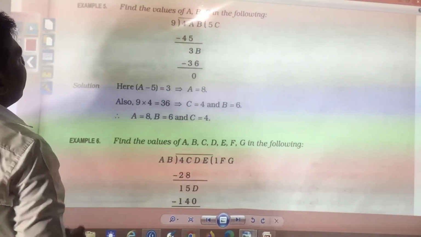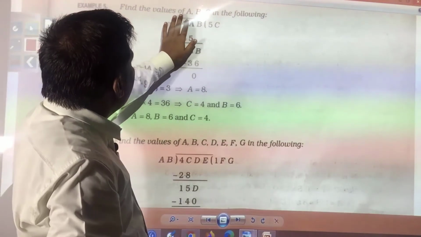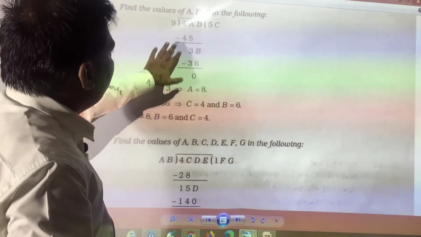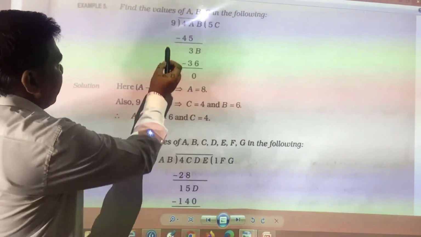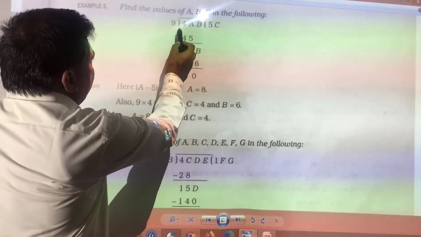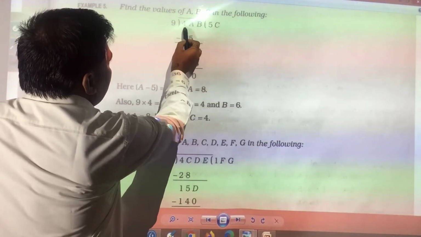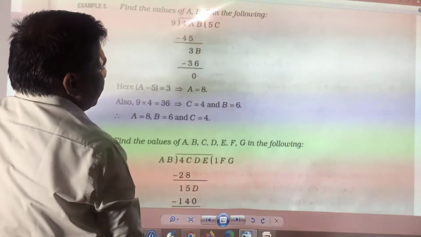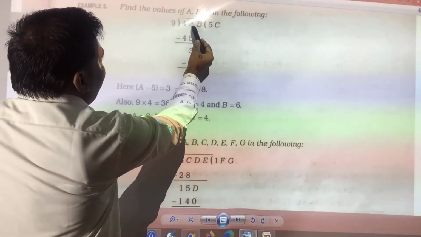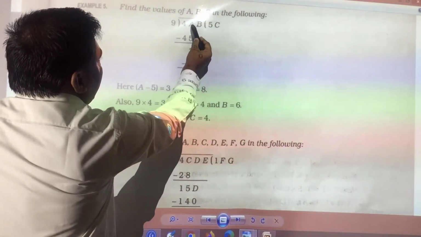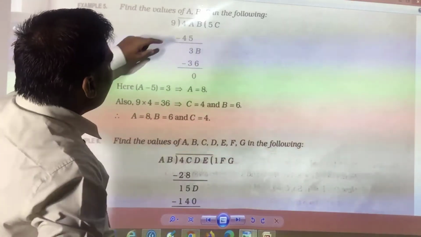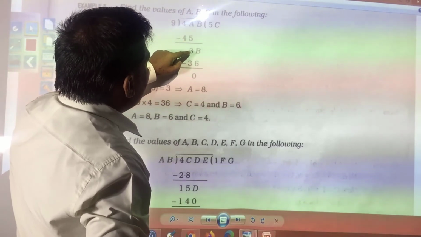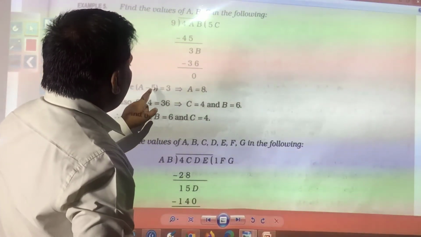Next you see, find the values of A, B, C in the following. Again the same thing is required to be done. You need to divide and see what value will come. Suppose by 9 you are dividing 4A, a 2 digit number. 9 5s are 45, suppose you have written. If you subtract this, A minus 5, what value will we put in place of A so that we get 3? So, A minus 5 is equal to 3.